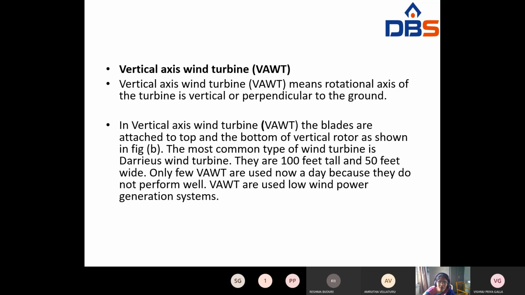Only a few vertical turbines are used nowadays because they do not perform well. This performance is not good. That's why mostly we are using the horizontal axis wind turbine. These vertical axis wind turbines are only used for low wind power generation.